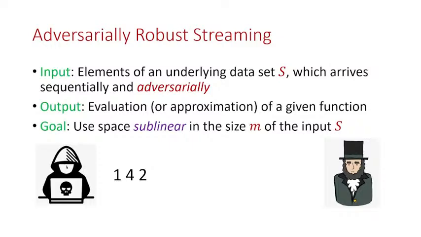And it says, okay, I'm going to give you the number 2 now. Streaming algorithm got it correct again. I'm going to give you the number 1 now. And the streaming algorithm failed. It said there were 4 distinct elements, but actually there were only 3 distinct elements.